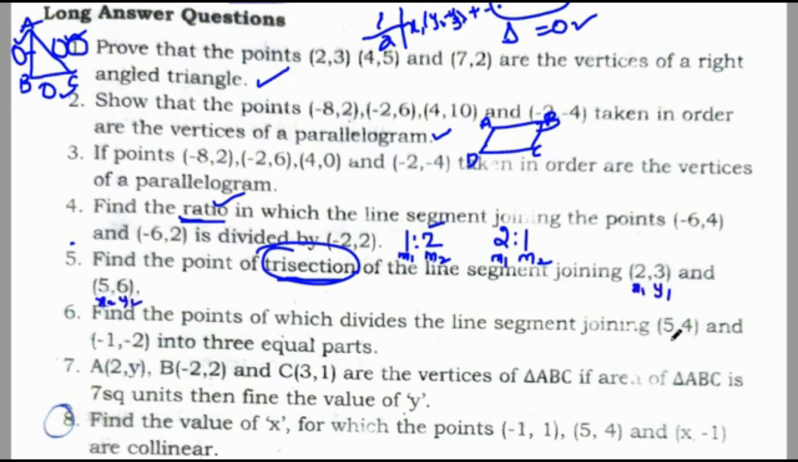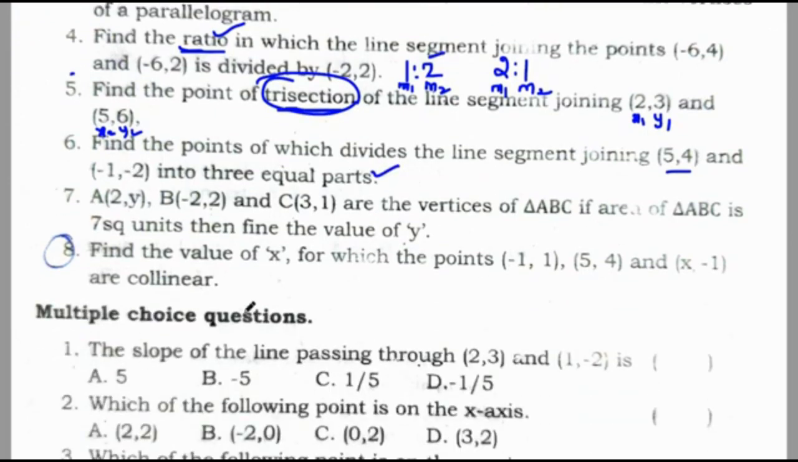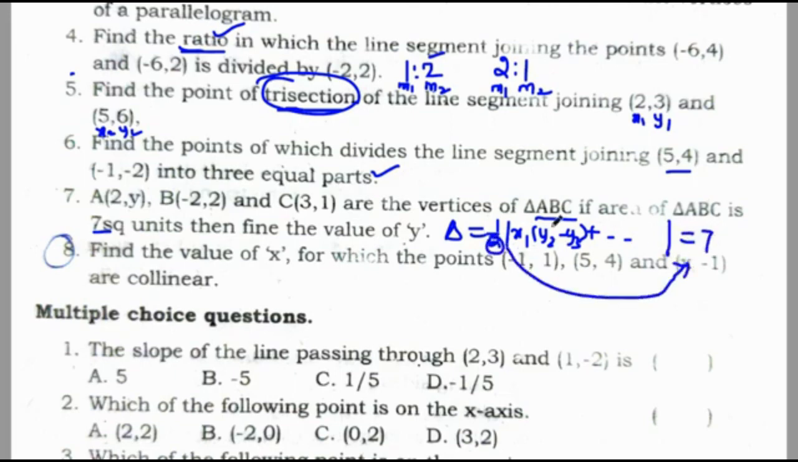Find the points which divide the line segment joining the two points in three equal parts. Again, we have to use the midpoint for this problem. Next, the points 2y minus 2 comma 2, 3 comma 1 are the vertices of triangle ABC. If the area of triangle ABC is 7, we have to apply the area of triangle formula, students, which is half into x1 (y2 minus y3) plus x2 and so on. So you have to equate that with 7. When division goes to that side, it becomes multiplication. After applying, you will get the value of y.